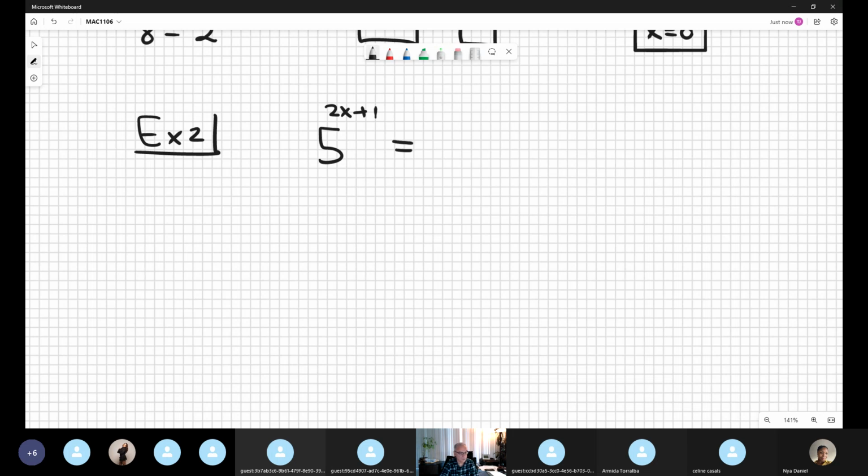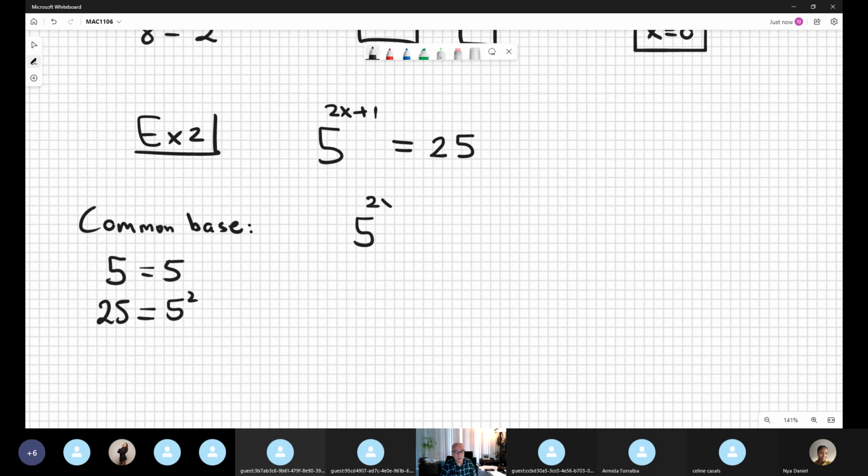Now equal 25. Okay, my question is, what is the common base in your opinion? How? We manipulate both sides using one common base. Is it 5? Absolutely perfect. It's a 5, because 5 is 5 and 25 is 5 squared. And you replace: 5 raised to the 2x plus 1 equals not 25 anymore, it is 5 squared. Therefore, two exponential functions with the same base, shortcut: 2x plus 1 equal 2.